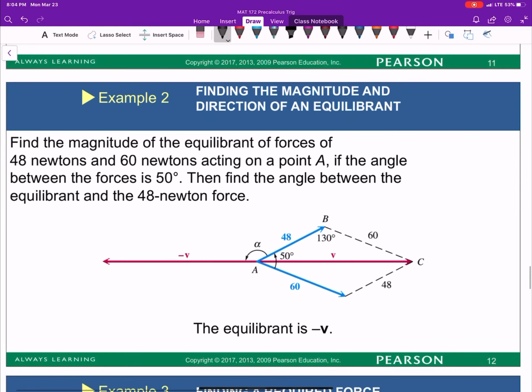So, finding the magnitude and direction of an equilibrium. It says find the magnitude of the equilibrium of the forces of 48 newtons and 60 newtons acting on a point A. As you can see, point A is right there. If the angle between the forces is 50 degrees, find the angle between the equilibrium and the 48 newton force. So we're looking for alpha.